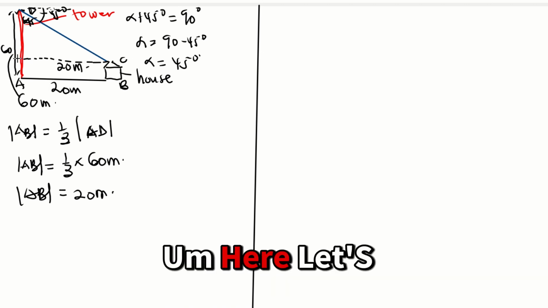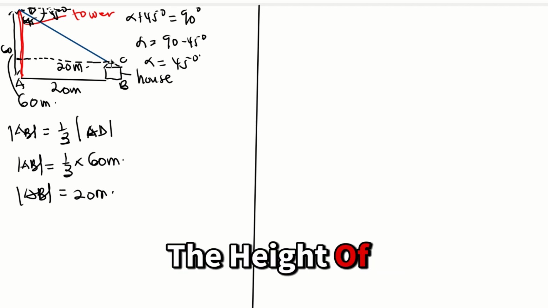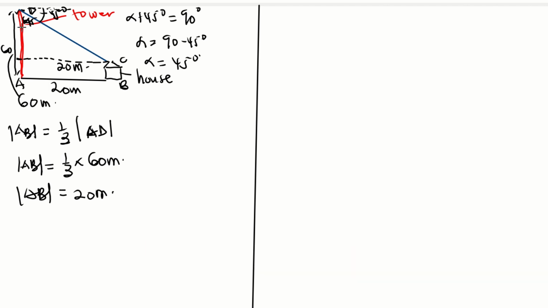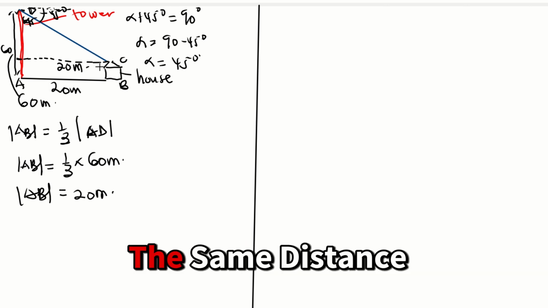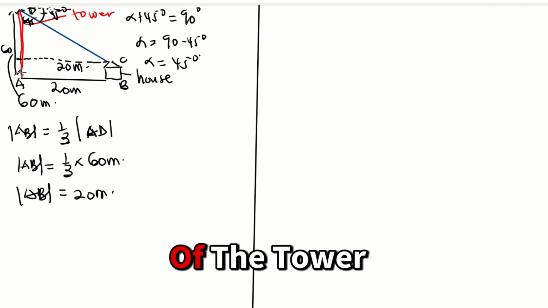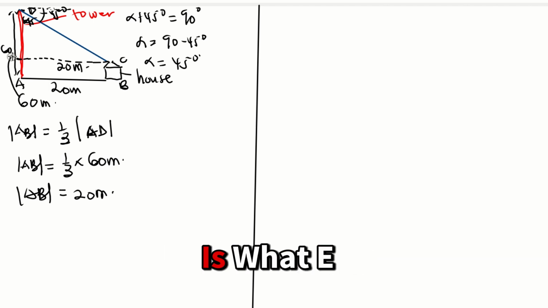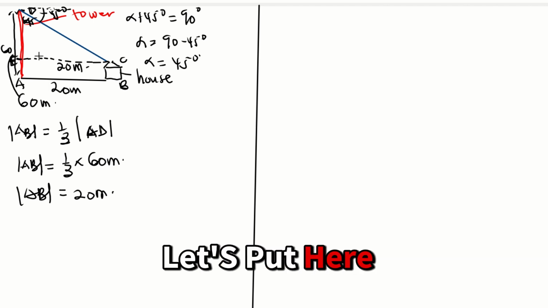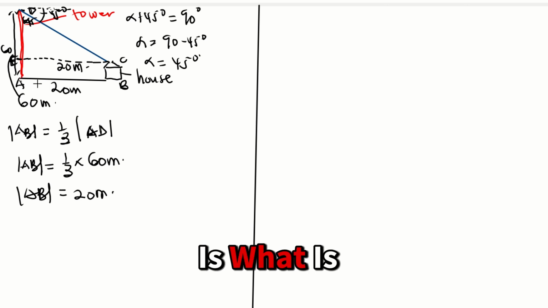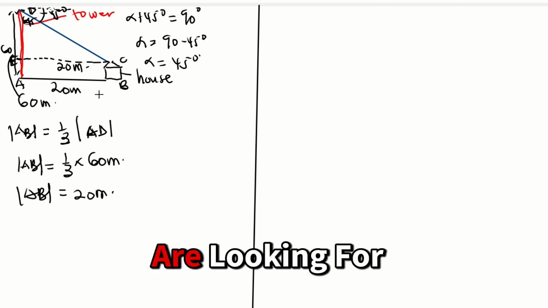Let's break it into two, which means that the height of the house matches the same distance of the tower here, I mean from here to this place. Let's say this is E. Let's put here to be E. But we know that from A to E is going to be the height of the house, which we are looking for.